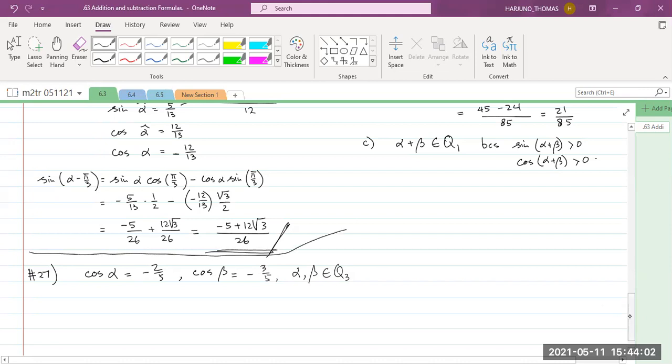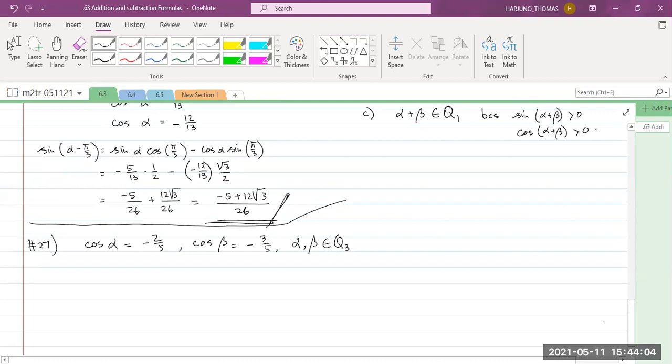Now suppose the main question later on is: in which quadrant is alpha minus beta located?